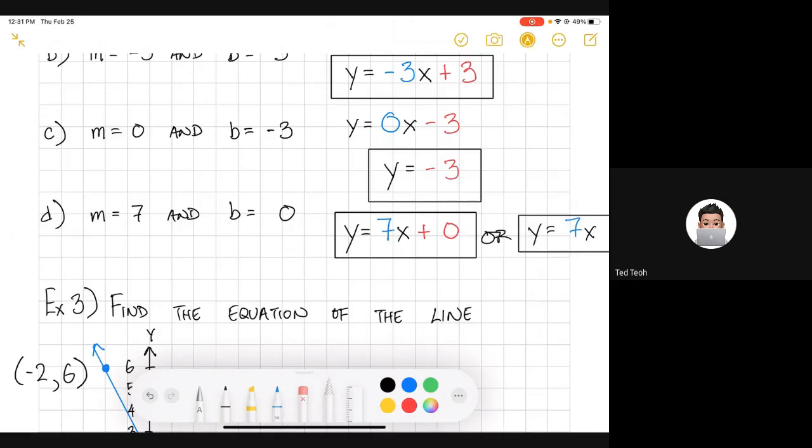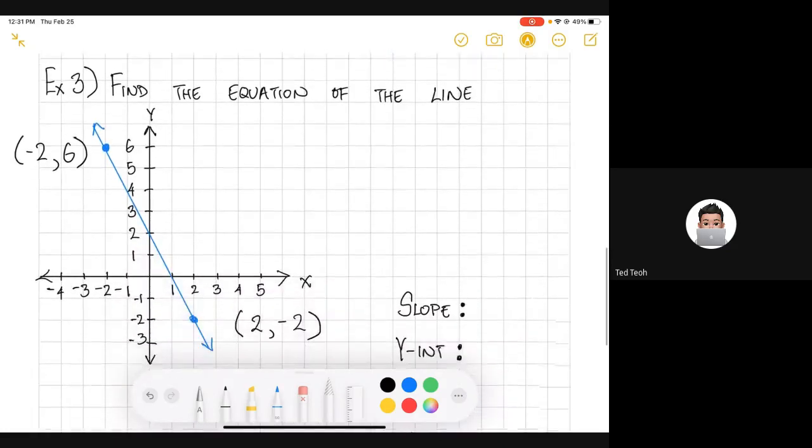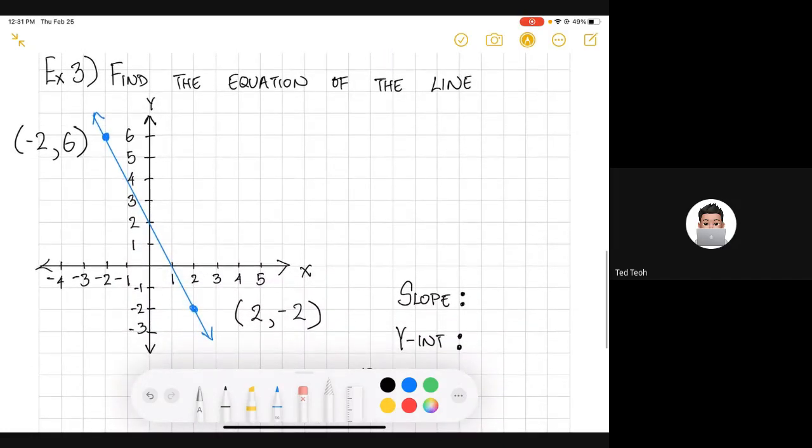All right, now this last one's a little bit trickier. There is more work involved. We need to find the equation of this line, right? So usually the easier part to do is to find the y-intercept. Okay, so I need to find the slope, which is m, and then I need to find the y-intercept, which is b. All right, so I have this line that has these coordinates.